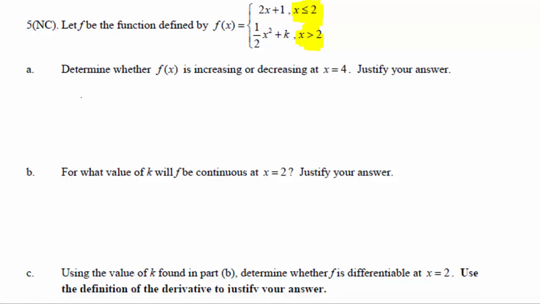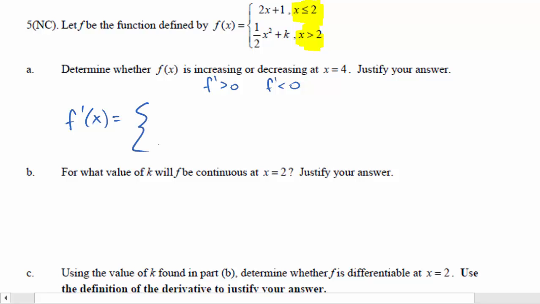Justify your answer. By no means should you ever be referring to what the graph looks like, or what the y value is, or plugging in points into f. When it says determine whether f is increasing or decreasing at x equals 4, we can only refer to the derivative being positive or the derivative being negative. So what you want to start off by is, what is the derivative?